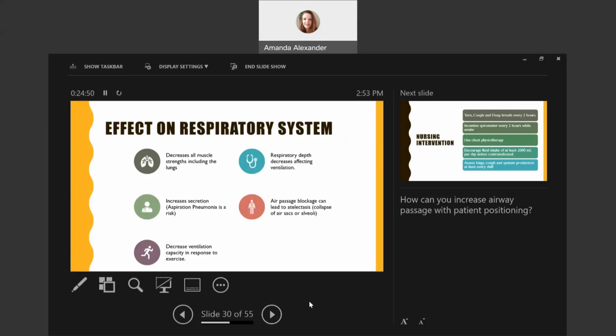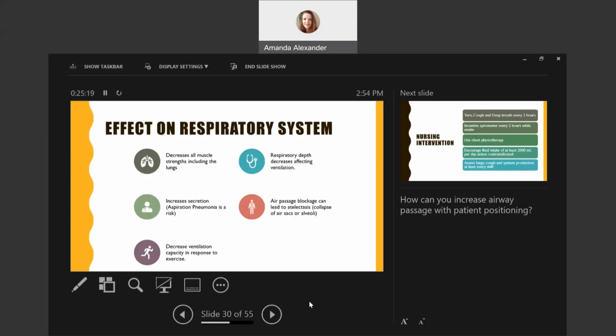Effect on the respiratory system. If someone is bedbound or unable to move on their own, they will potentially have a decrease of muscle strength, including the lungs. They may have an increase of secretions because the lungs are not able to expand enough. They may have possible weakness of the throat muscles, increasing aspiration risk.